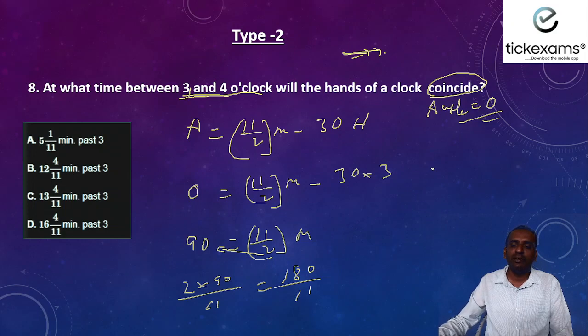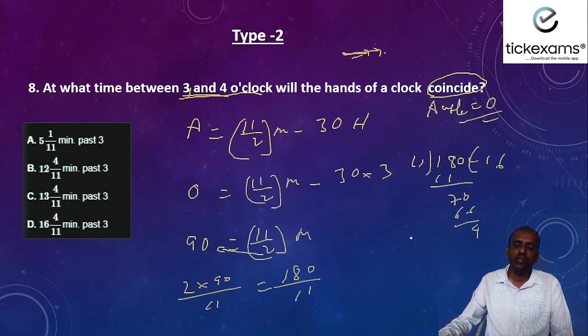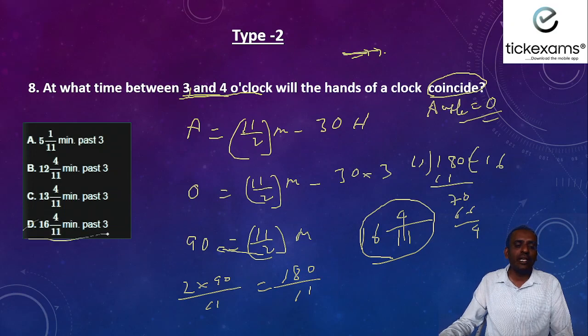Now 180 by 11 means 180 by 11. So 11 ones are 11. We get 7 here. 11 6 are 66. So remaining is 4. So we will get something like this. 11, 16. This will be the answer. After 3 o'clock, 16 4 by 11 is the answer. So option D, 16 4 by 11 minutes past 3 is the answer.